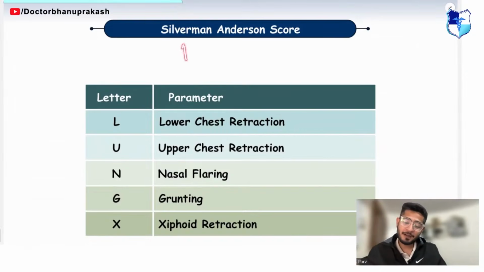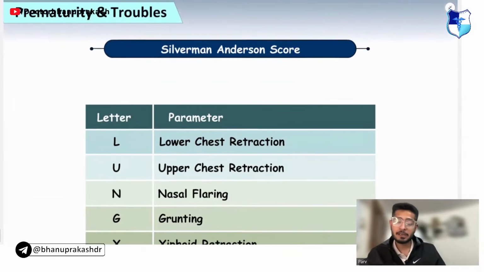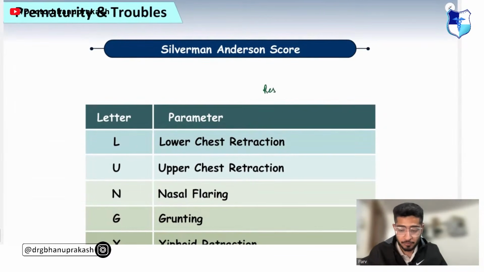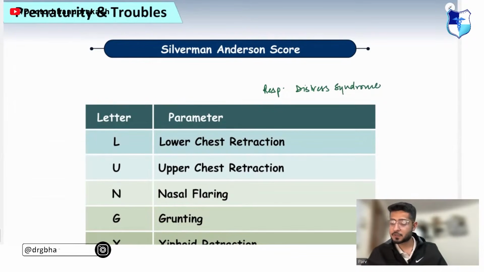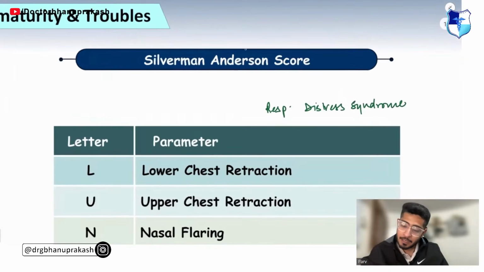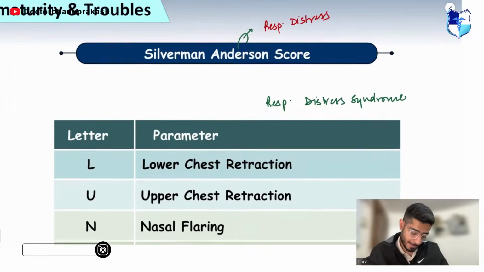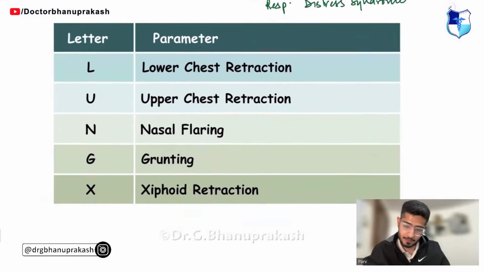Silverman-Andersen scoring. It is actually for respiratory distress syndrome. Let me just write it down. Respiratory distress syndrome has a Silverman-Andersen score. So how to remember? See, R and E coming together. Respiratory distress syndrome in preterm.